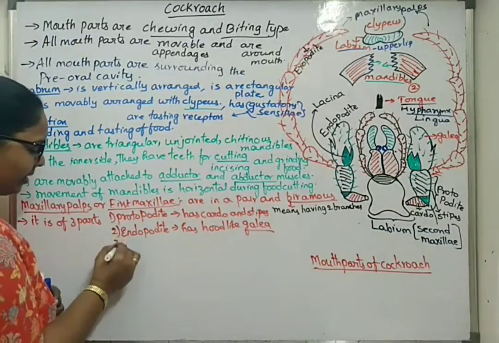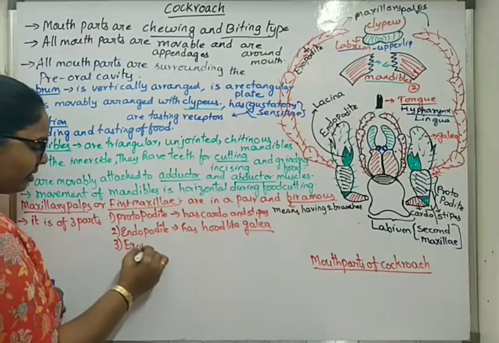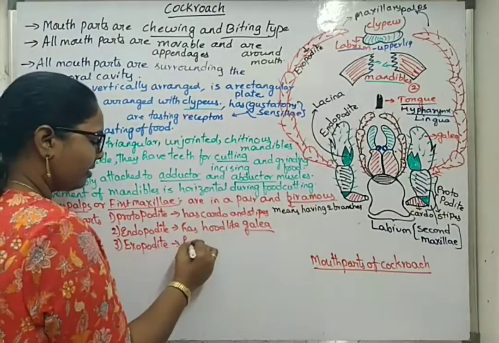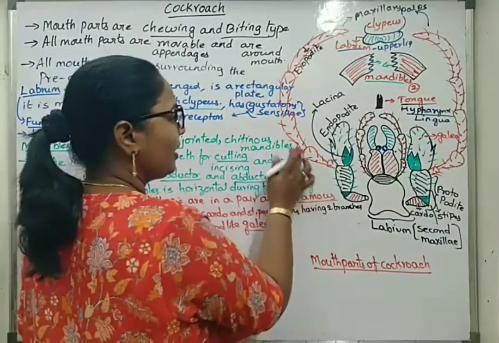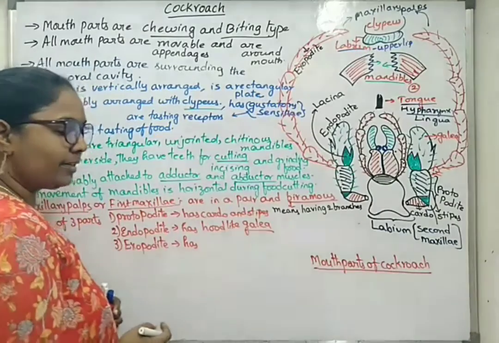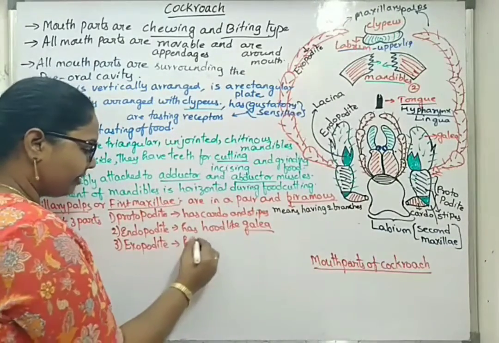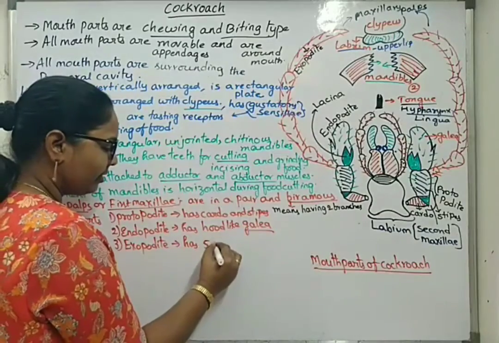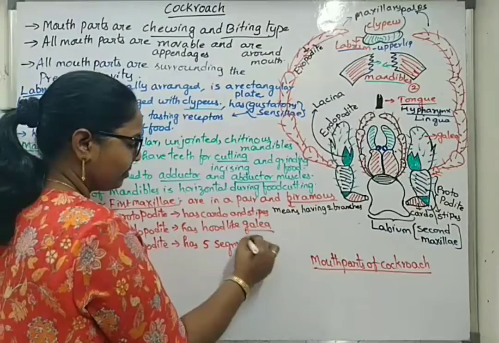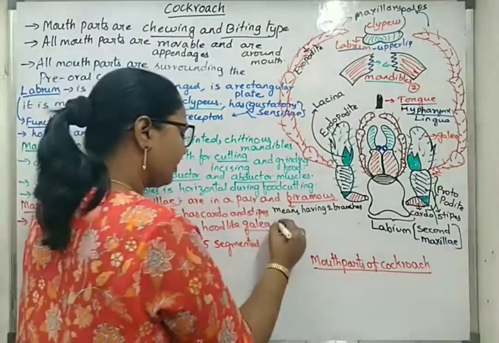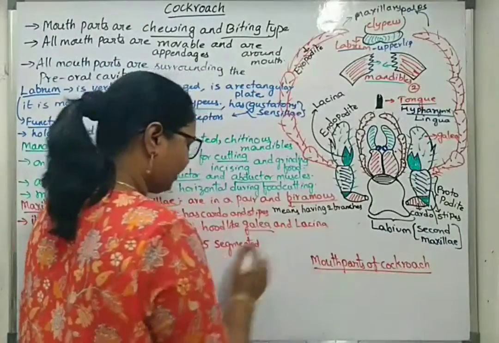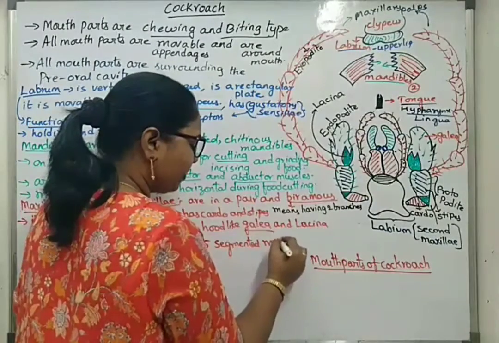Next, third part is exopodite. The exopodite is divided into 5 different segments, so we can say it is a pentamerous type of structure and has 5 segments. Here we have written galea and lacinia, and segmented maxillary palps.